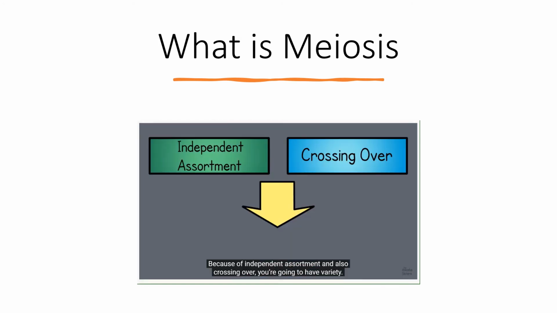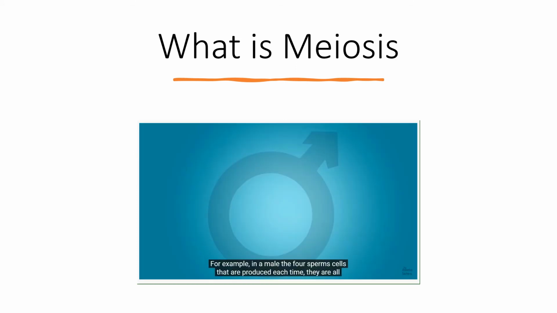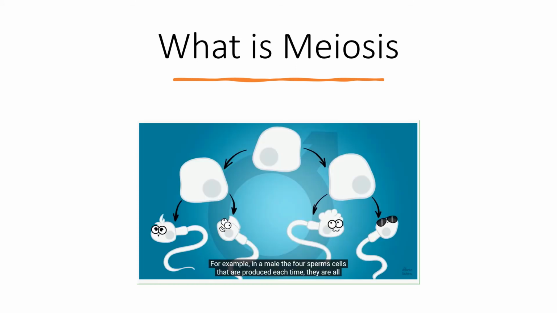Because of independent assortment and also crossing over, you're going to have variety. For example, in a male, the 4 sperm cells that are produced each time are all different from each other. They're also different from the starting cell because the starting cell had 46 chromosomes and the ending cells only had 23. So they are not identical to the original, and they are not identical to each other.